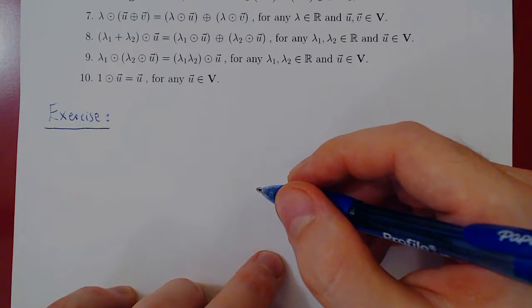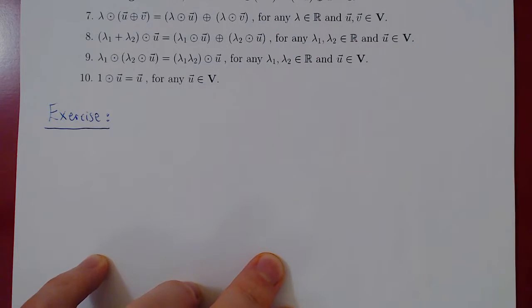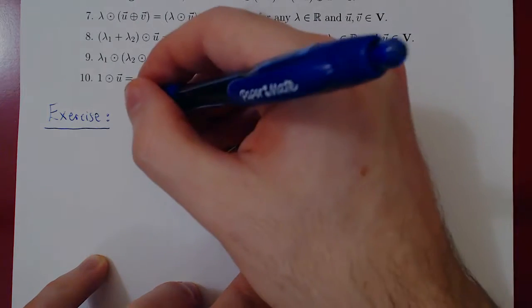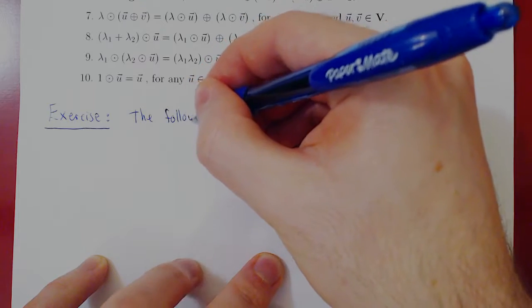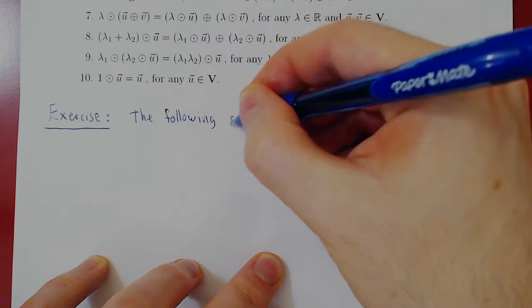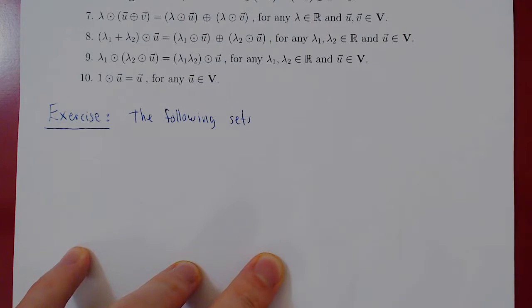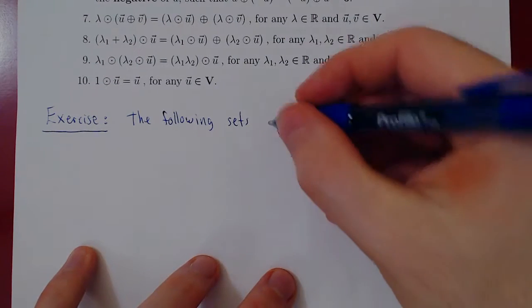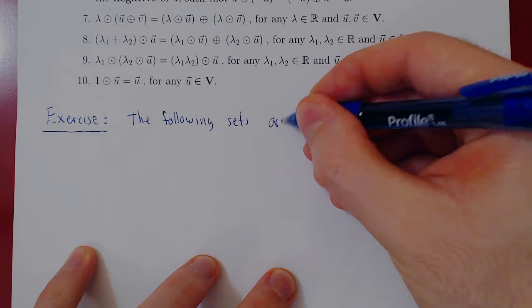I will ask you to show that the following are vector spaces by going over the 10 axioms and making sure that in each case the 10 axioms hold true. So the following sets, and again here implicitly it is the standard addition of elements and the standard scalar multiplication, the one we're used to. So the following sets with standard operations are vector spaces.